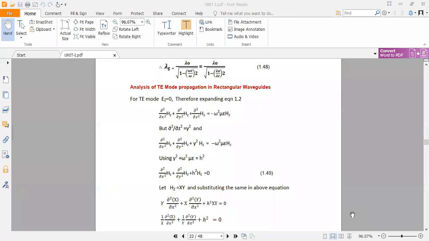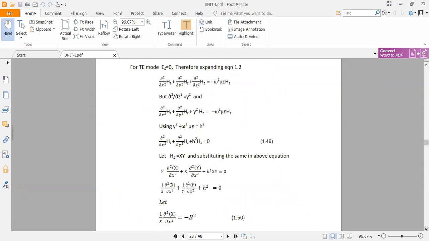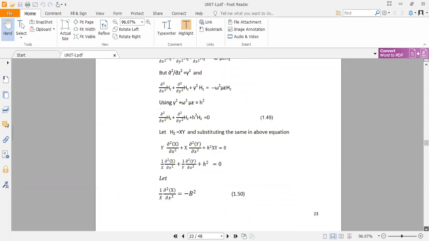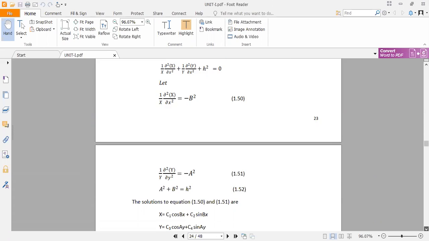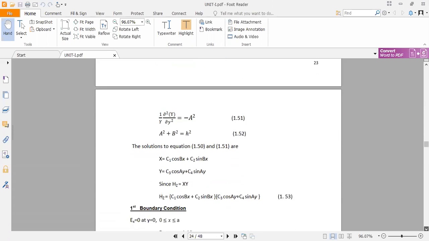So now this is the expression, same thing. X is the function of X only, Y is the function of Y only. We can write 1 by X dou square X by dou x square is equal to B square, and 1 by Y dou square Y by dou y square is equal to A square. So the expression becomes A square plus B square is equal to h square. So what is the equation we can write here?